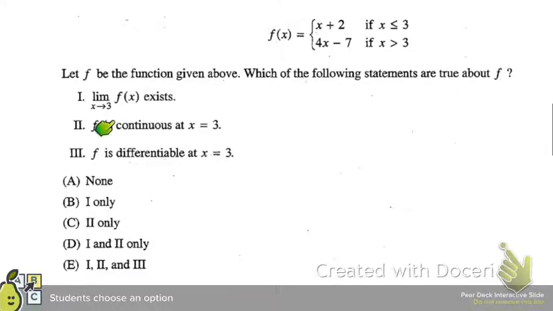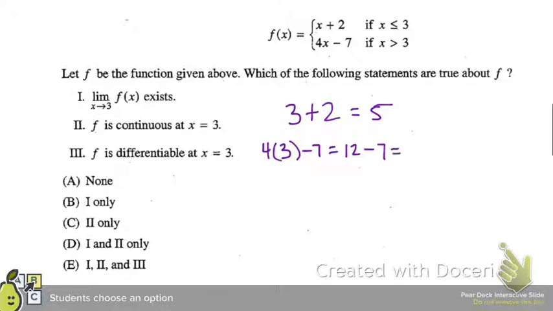For the first one, to find out if the limit exists at 3, we would plug in 3 to both the top and bottom function so that we can see what the function is going to from both sides. If I plug in 3 to the top, I get 3 plus 2, which is 5. If I plug in 3 to the bottom, I get 4 times 3 minus 7, which is 12 minus 7, which is also 5. So yes, the limit does exist at 3. If the limit exists here and we know the function is also equal to this, because right here it says x is less than or equal to 3, so it's also equal to 5 at that point. Therefore, it is continuous as well.